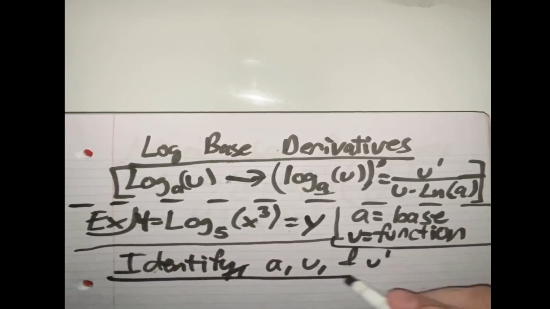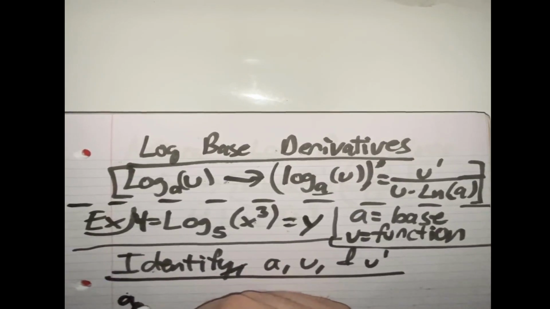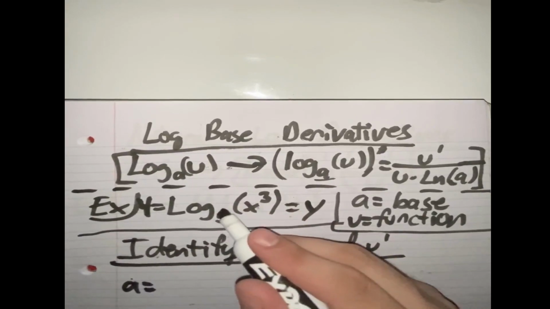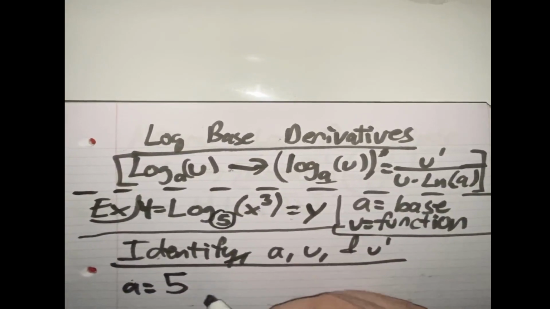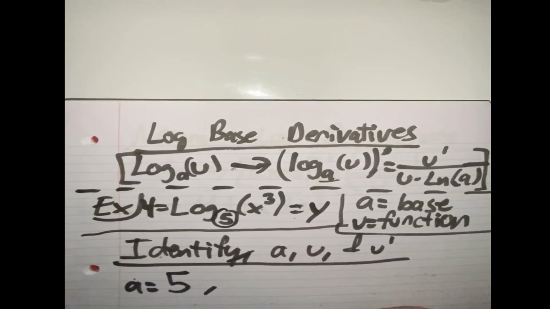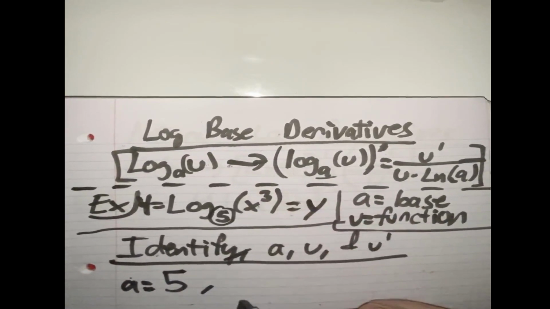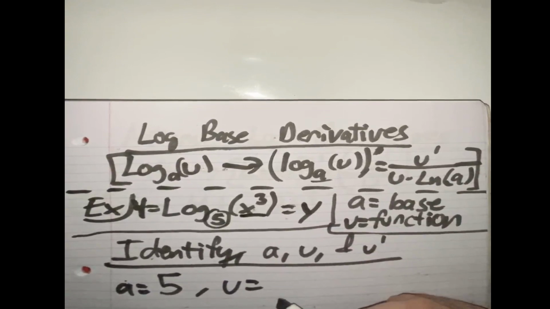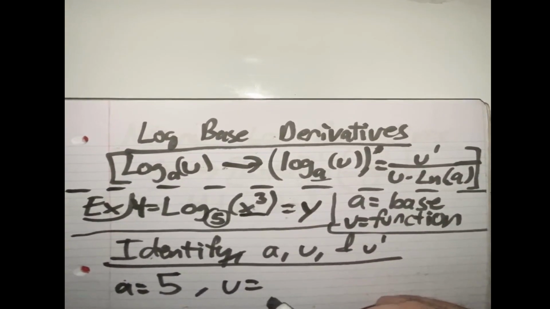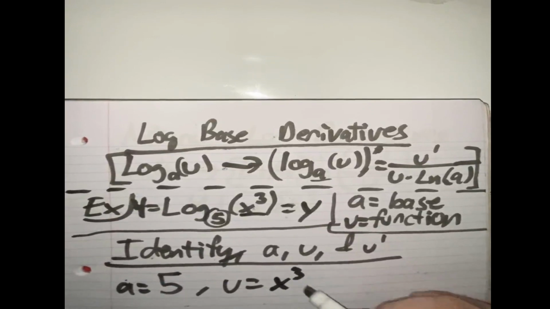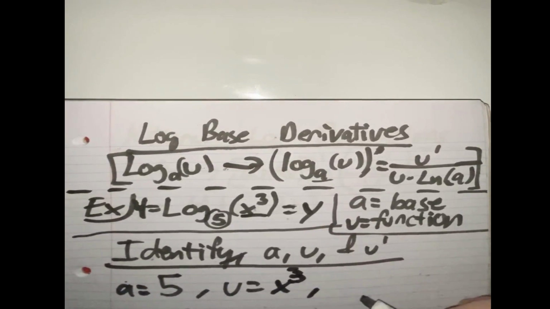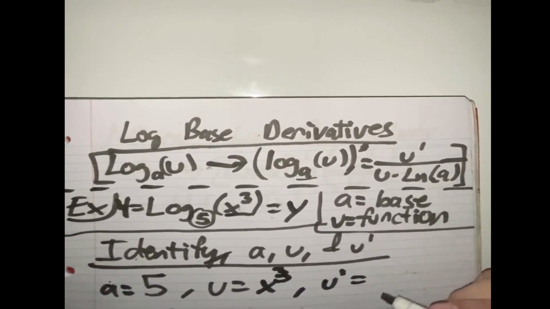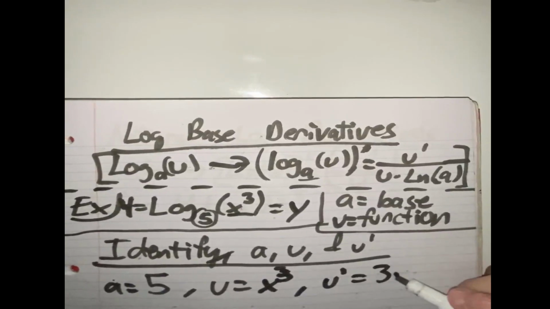What is the base of this function? It would be 5. What is our u? What is the function inside the logarithm? Our u is whatever is right here inside the parentheses. In this case, our u is going to end up being x cubed. And our u prime is taking the derivative of u, so this would simply be 3x squared.